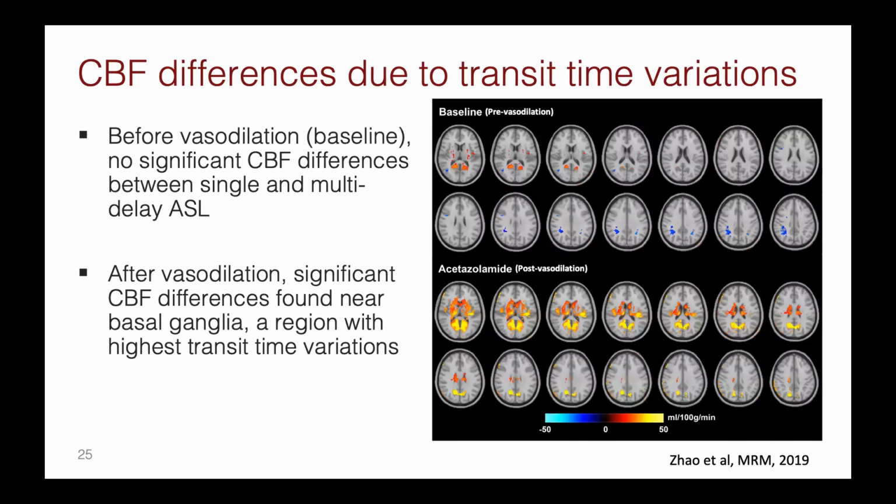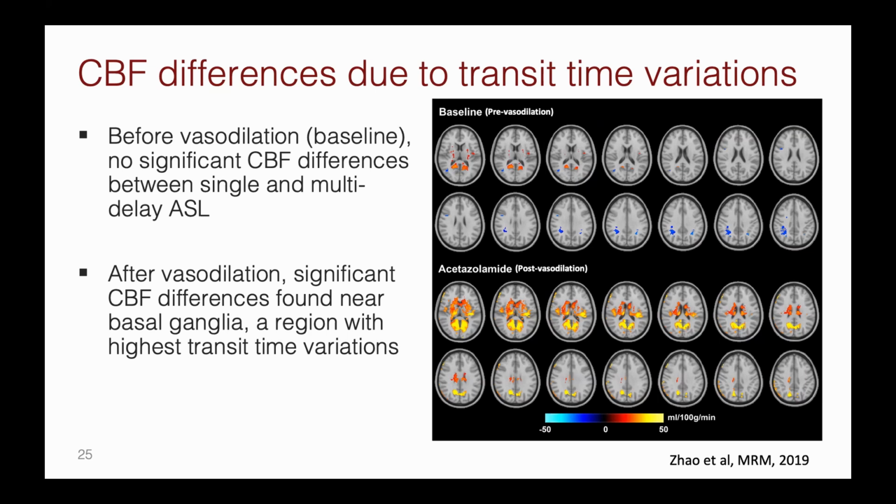Now, the CBF differences between these two ASL techniques were actually primarily clustered near the basal ganglia after we gave them the Diamox drug, or vasodilator. This is also one of the locations with the longest transit time variations. Now, without multiple acquisitions to account for the late arrival of the labeled blood, the simple standard ASL was limited to measure CVR in the brain stress test.